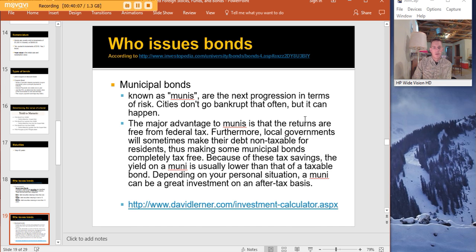Local governments will sometimes make their debt non-taxable for residents, making some municipal bonds completely tax-free. Because of the tax savings, the yield on a muni is usually lower than that of a taxable bond. Depending on your personal situation, a municipal bond can be a great investment on an after-tax basis. You'd notice if you did that asset allocation on that calculator, there was a spot for municipal bonds. Usually you have to be in a very, very high tax bracket to benefit from municipal bonds. Most of us don't have to worry about that, and that's why in an asset allocation, municipal bonds aren't usually a good alternative.